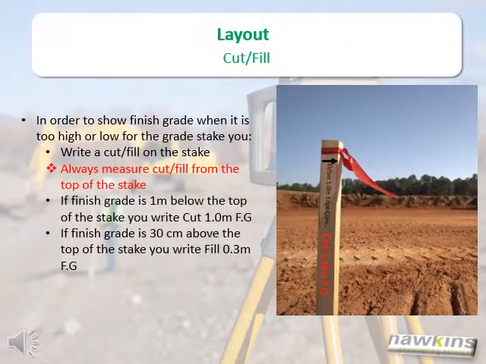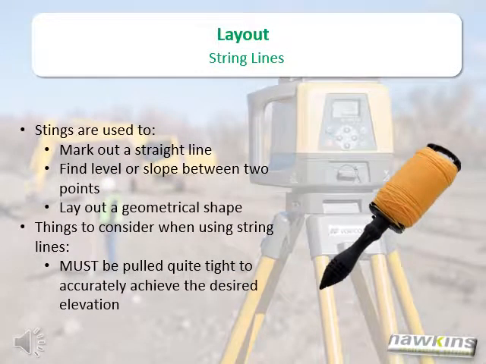Cut or fill. In order to show finished grade when it is too high or too low for the grade stake, you write a cut or fill on the stake. You always measure cut and fill from the top of the stake. If finished grade is 1 meter below the top of the stake, you would write cut 1.0 meters FG, or finished grade. If finished grade is 30 centimeters above the top of the stake, you would write fill 0.3 meters FG, or finished grade.